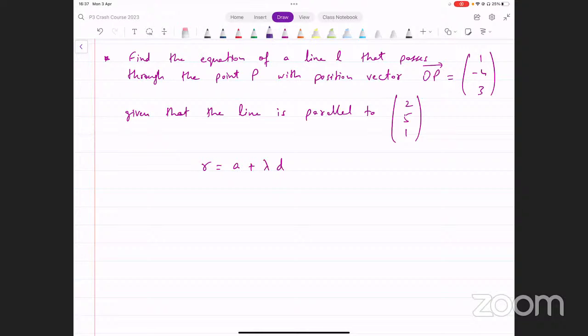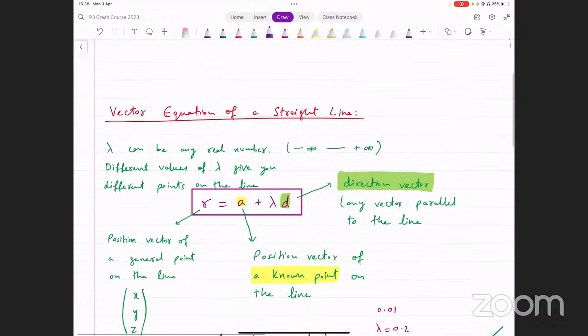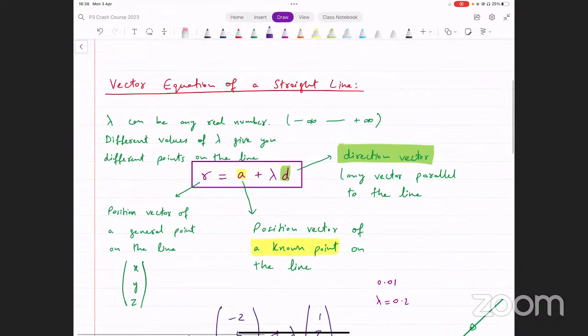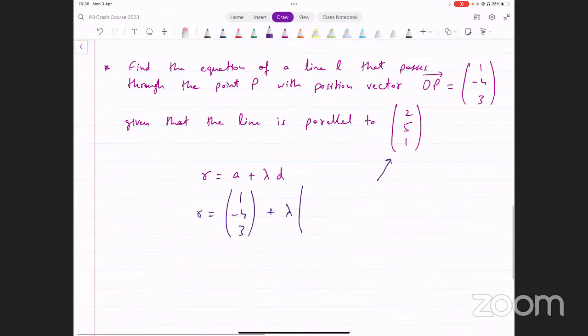All you have to do is input values here. a is a point on the line, a position vector of a point in the line. We know that: 1, minus 4, 3. Let's input that in place of a. Plus lambda into d. d is the direction vector. Remember what d is? d is the direction vector, which means any vector that is parallel to the line. We know that this vector here is parallel to the line. So the direction vector is 2, 5, 1. You input that here, and that gives you 2, 5, 1 like this. And that is the equation of the line that you have.